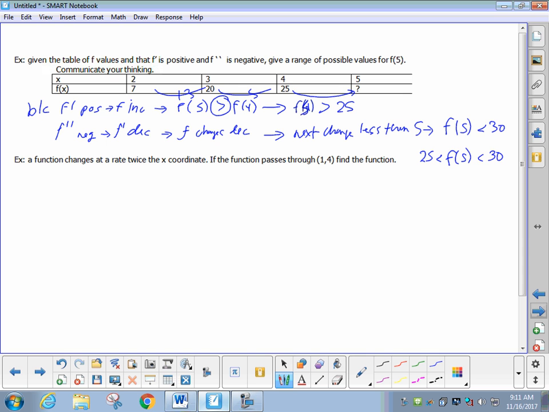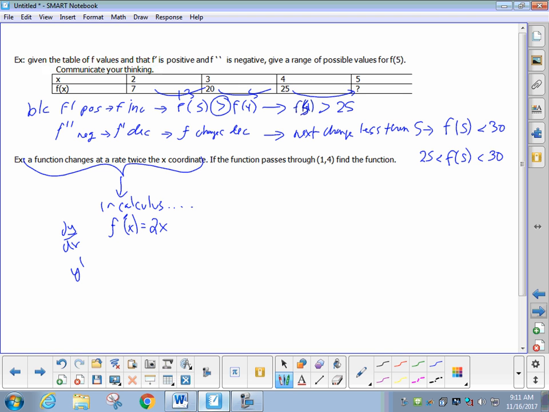Okay, by far the hardest part to this is the first step. What do you do first? You need to take the words and put them into math. What is that in calculus? A function changes at a rate of. What does that imply? The derivative. You could use dy/dx, I suppose. You could use y prime. You could say f prime is 2x.